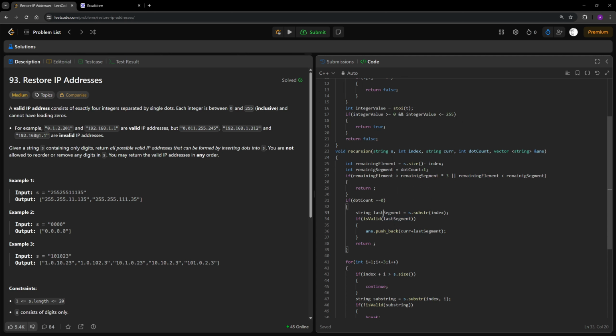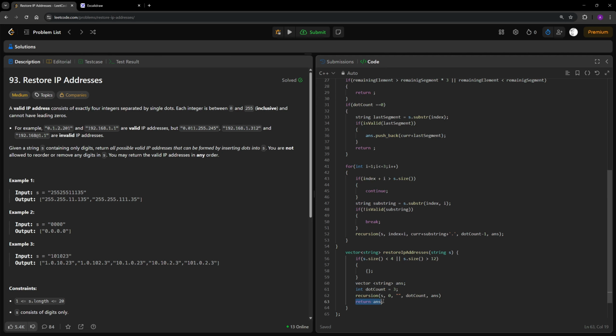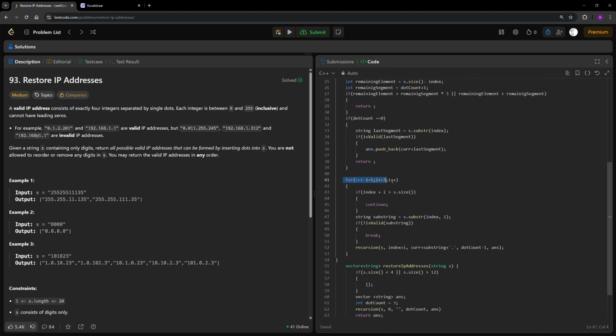Also, we are checking that the dot count is properly decrementing. As soon as the dot count becomes 0, we select the last segment, validate the last segment over here, and push it back to our original answer, which we are effectively returning from this point.